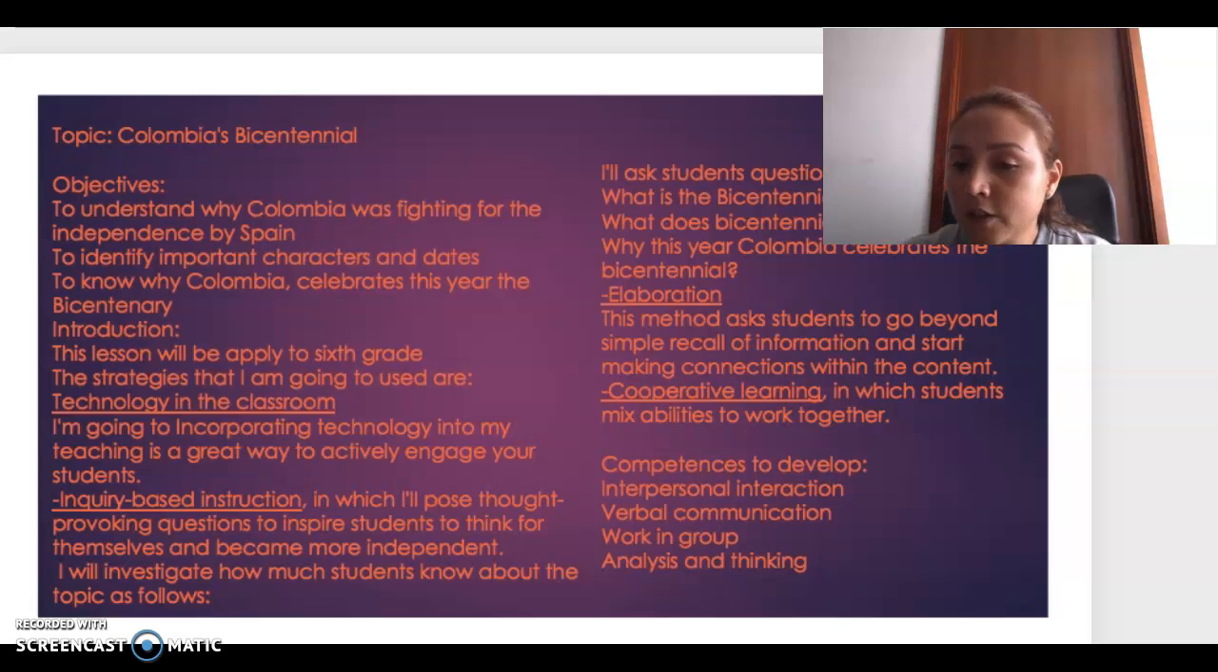The competences to develop are interpersonal interaction, verbal communication, group work, and analysis and thinking.